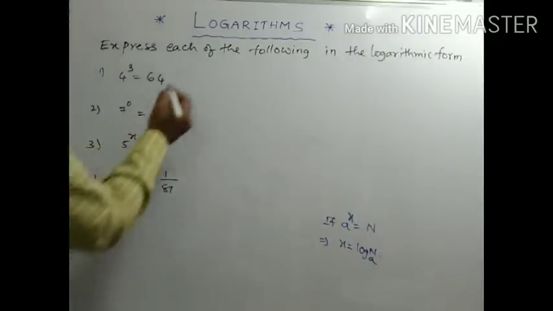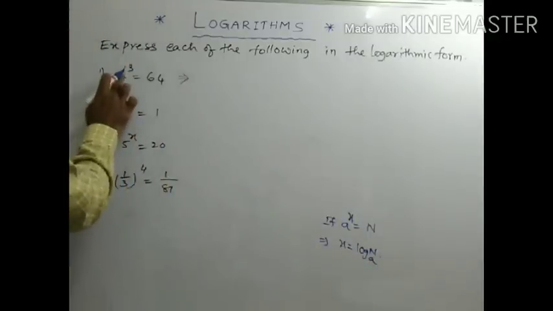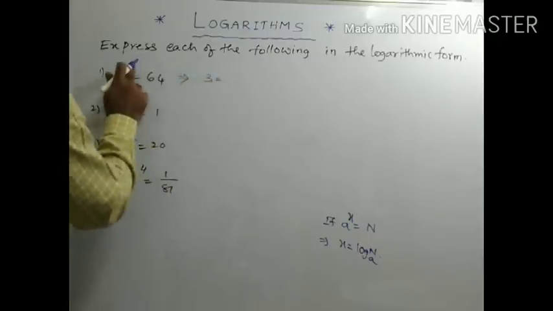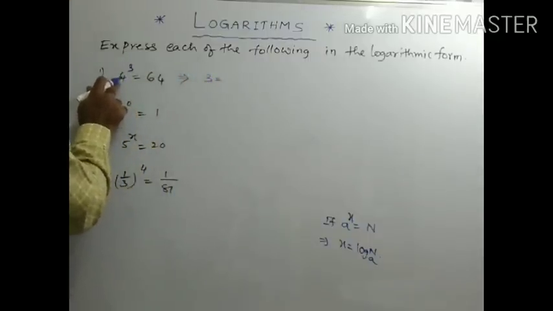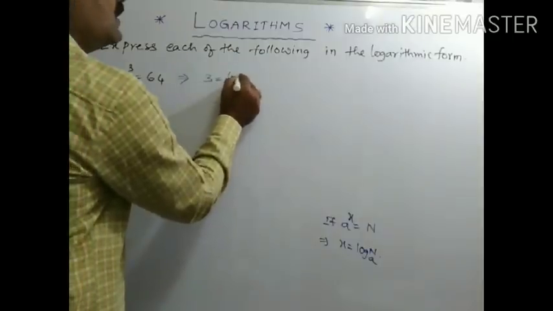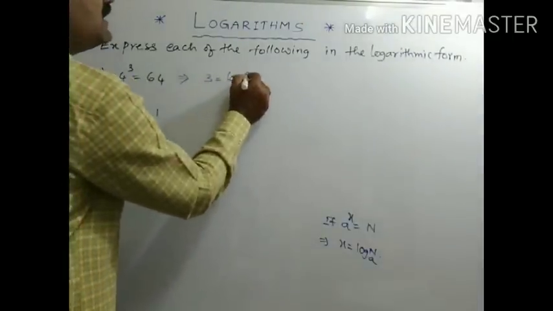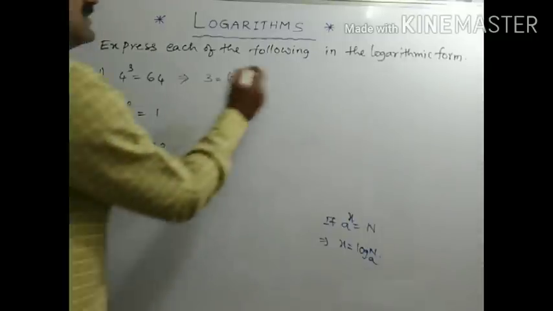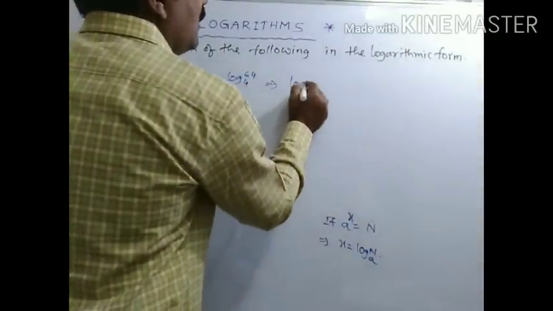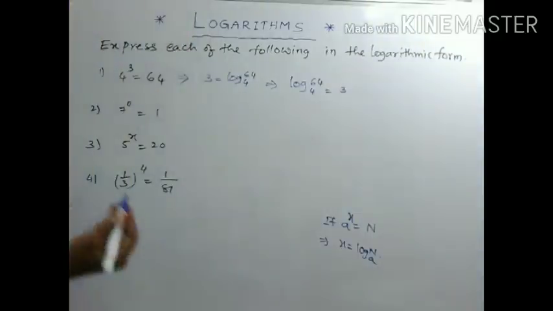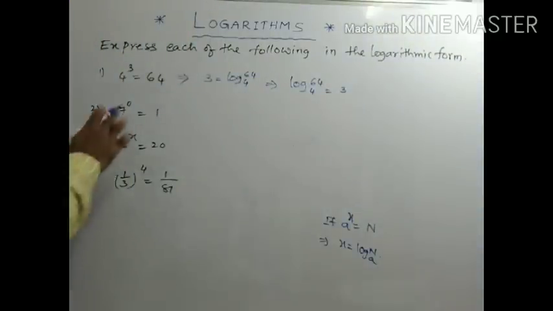Now can you tell me here? See, this is the power. Now we just need to send the base to that side. So the power remains as it is, that is 3 is equal to... this ordinary base 4, on sending, becomes the logarithmic base, and the number stays in the same place, that is 64. So we can write it as log 64 to the base 4, which is equal to 3. Got it?